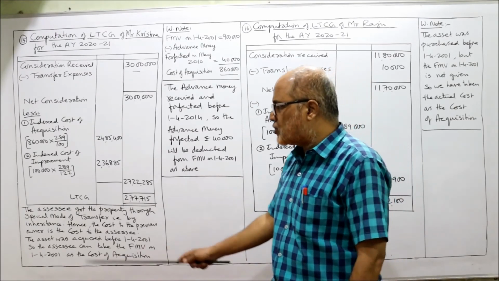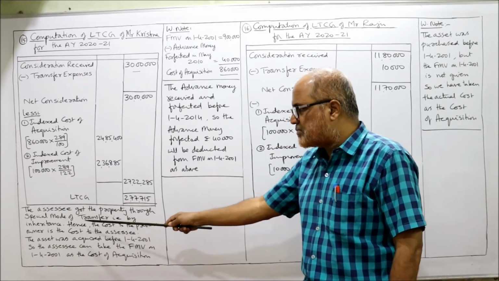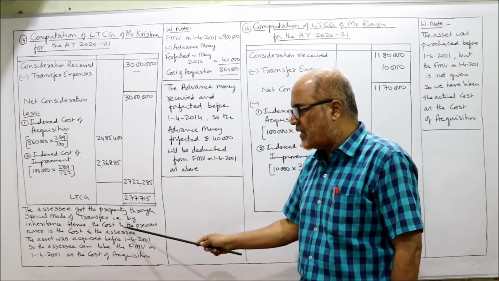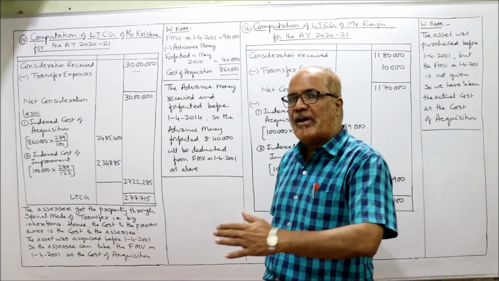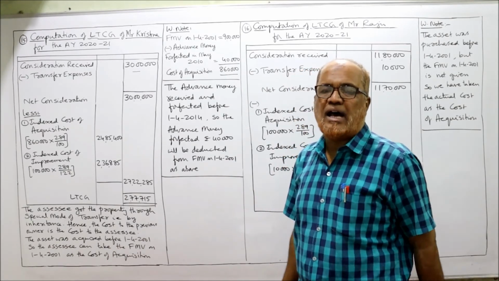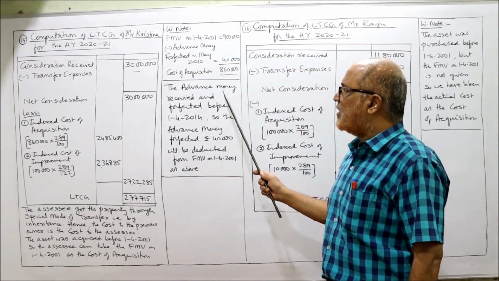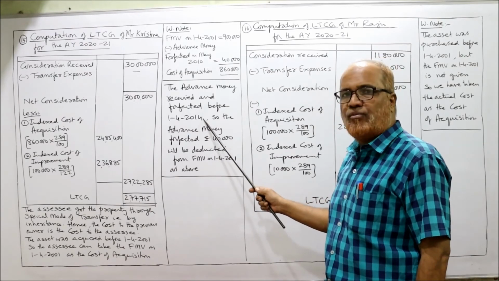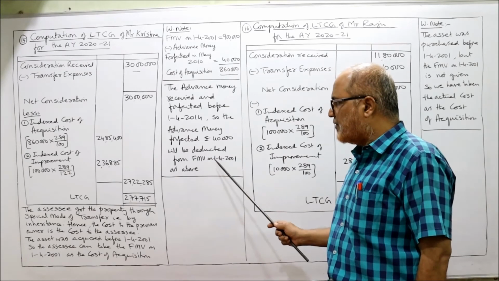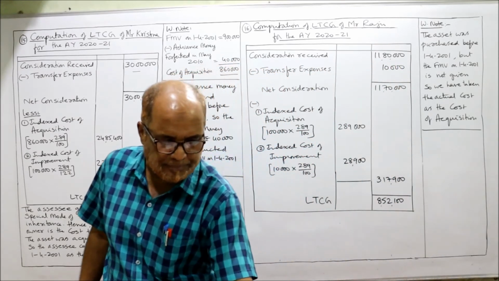Now in working note you should write that the SSC got the property through special mode of transfer, that is by inheritance. Hence the cost to the previous owner is the cost to the SSC. The asset was acquired before 1/4/2001, so the SSC can choose the FMV as the cost of acquisition. The advance money received and forfeited before 1/4/2014, so the advance money forfeited, 40,000, will be deducted from FMV as above. That's it. This is the end of 15th problem.